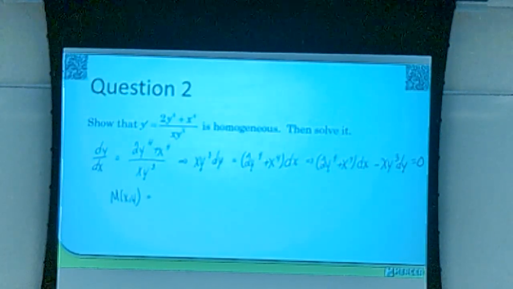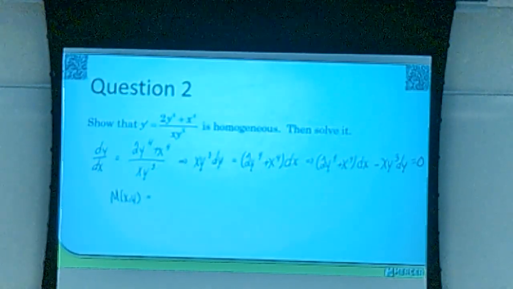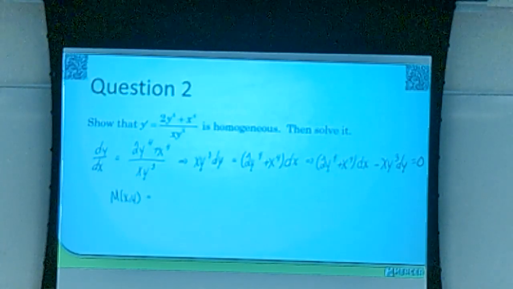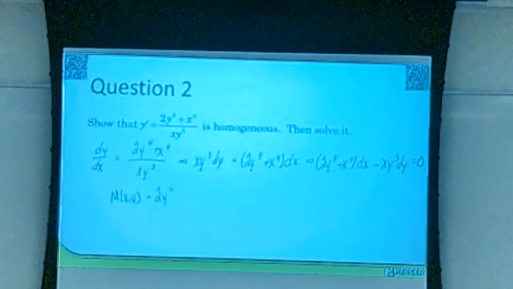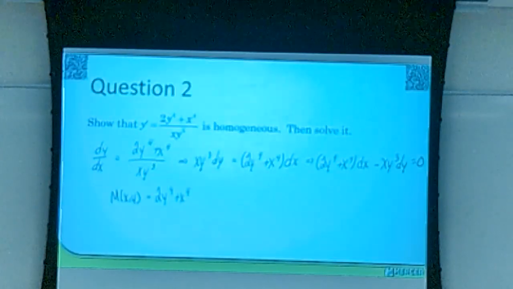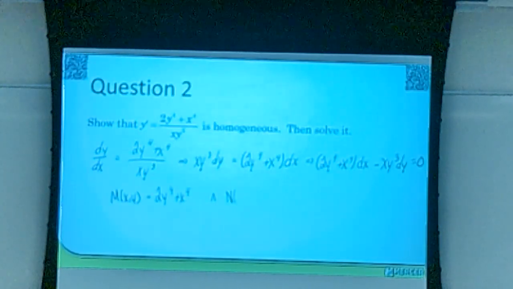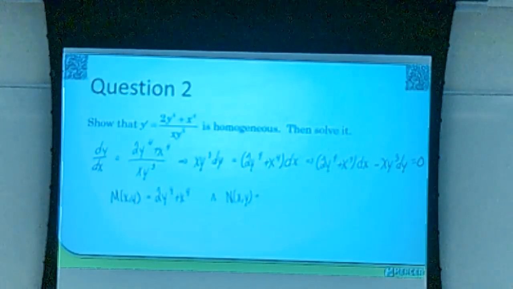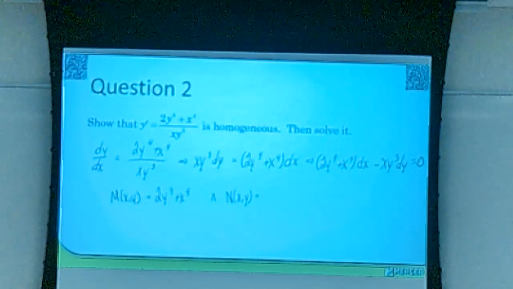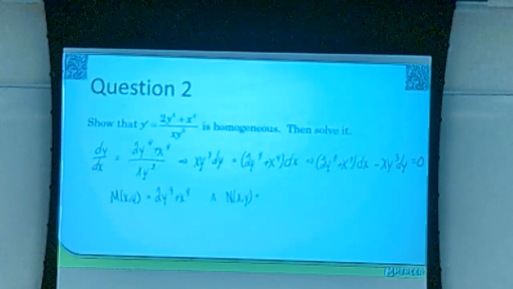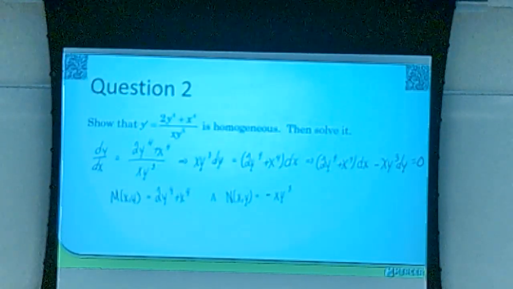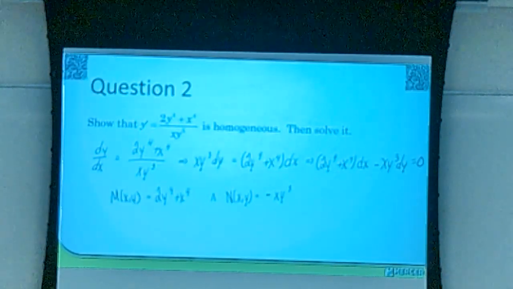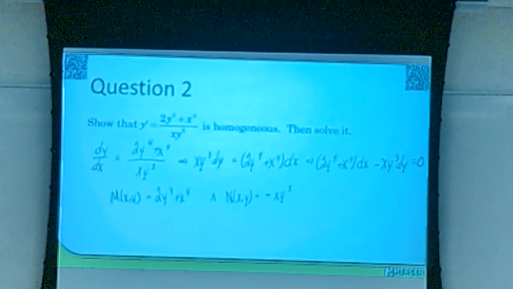What is M? Two y to the fourth plus x to the fourth. What is N? x y cubed. Negative. Negative x y cubed. Oh, because, yeah, it's minus. Okay. Right.